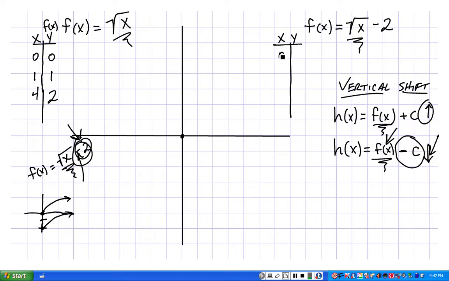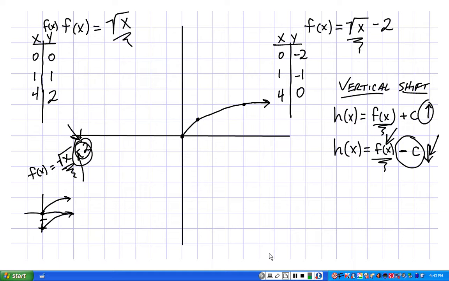Now I take those same values here. Alright, so square root of 0 is 0, but then minus 2 gives me a negative 2 when I plug in a 0. Plug in 1 for x. Square root of 1 would be 1, but 1 minus 2 is a negative 1. Alright, plug in a 4 for x. Square root of 4 is 2, and 2 minus 2 would be 0. So first I'll plot these points. There's my 0, 0, my 1, 1, and 4, 2. Alright, so my parent function, in essence, looks like this.